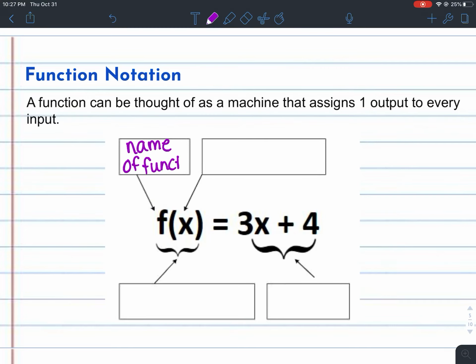So these are our different parts. This function is named f. The way that we read this, we can call it function f. That's one way to read it. It's not f times x. It can also be read as f of x.